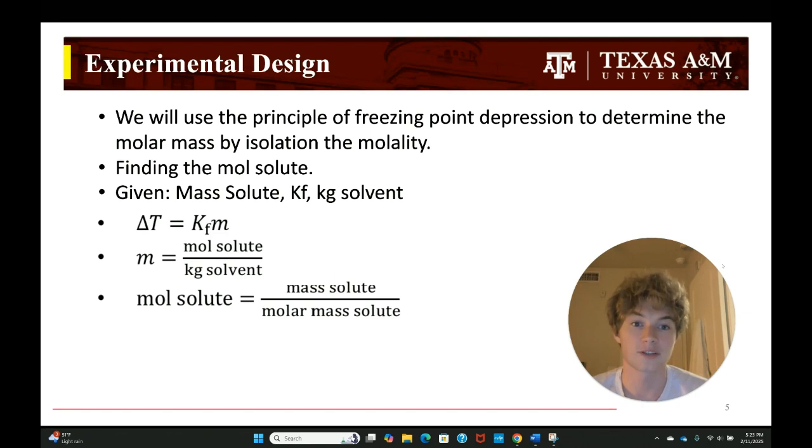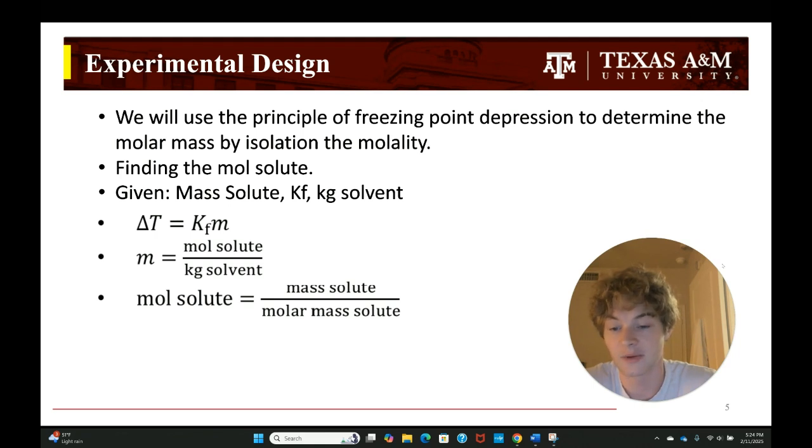We will use the principle of freezing point depression to determine the molar mass by isolating the molality. So we would first use the first equation to find the delta T. We will subtract solvent from the solute to find the change in temperature. Kf is already given. So now that we have delta T and Kf, we would rewrite the equation to find molality.